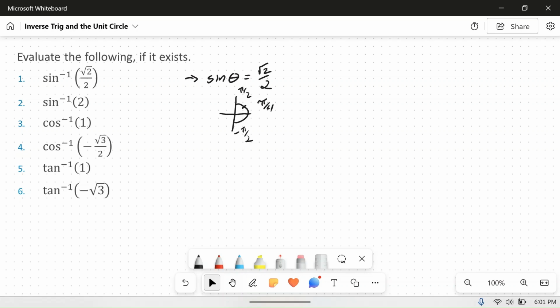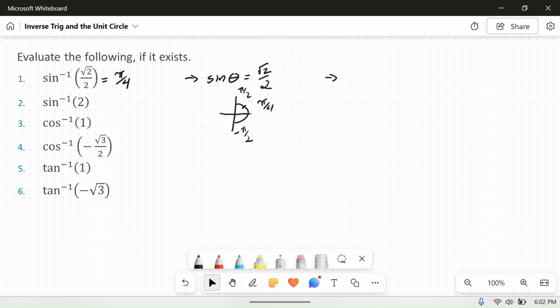I know that happens in the first quadrant, and that is an angle of pi over 4. So because pi over 4 is between negative pi over 2 and positive pi over 2, and I know sine of pi over 4 is equal to square root of 2 over 2, I know the answer to the inverse sine of square root of 2 over 2 has to be pi over 4. All right. The next part is number 2 here. We want to find the inverse sine of 2.